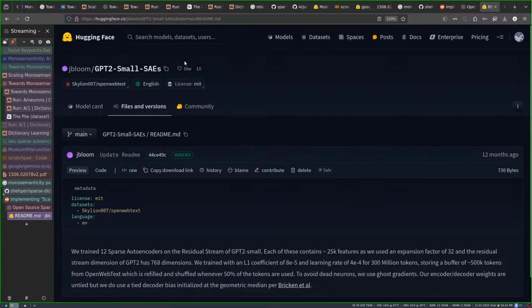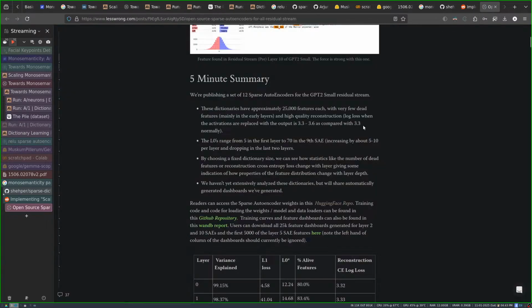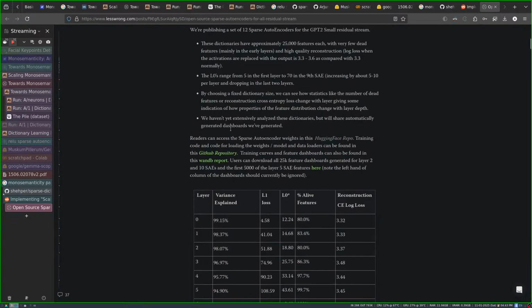Okay, we'll look into it. So these are actually trained SAEs for GPT-2, right? So ideally, I can just use them, right?